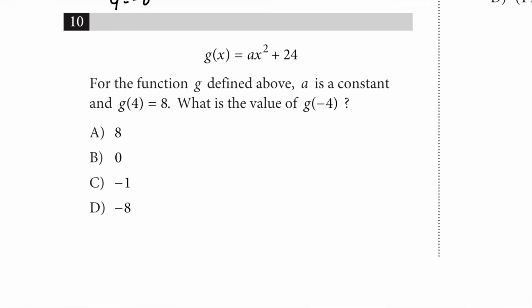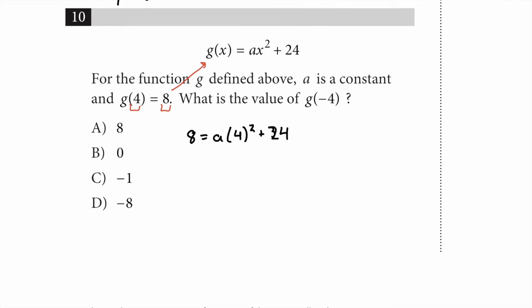Alright, g of x equals ax squared plus 24. For function g defined above, a is a constant, and g of 4 equals 8. What is the value of g of negative 4? Well, we can find what the value of a is by plugging 4 and 8 into the equation above, and we'll get 8 equals a times 4 squared plus 24. So we can subtract the 24 to the left side, and we get negative 16 equals 4 squared is 16 times a. So we know a is negative 1.